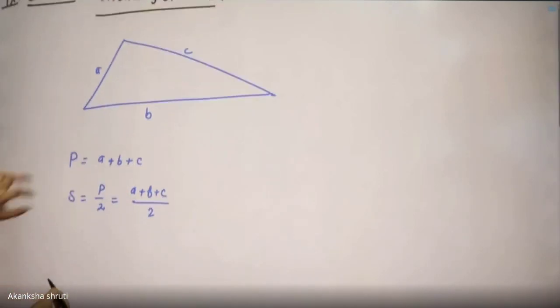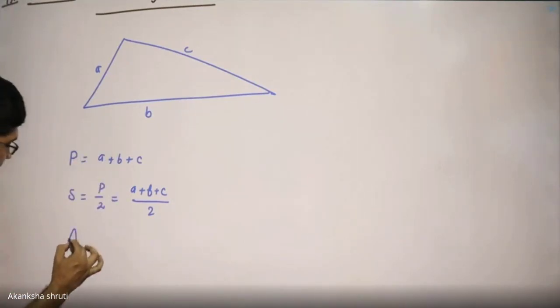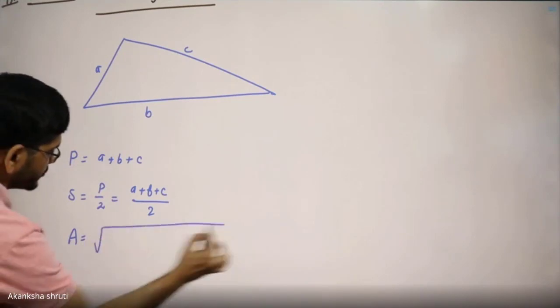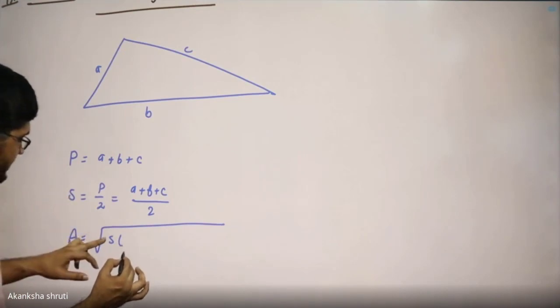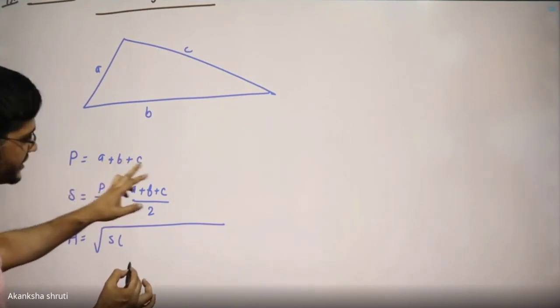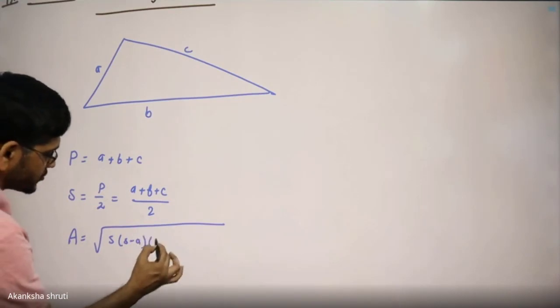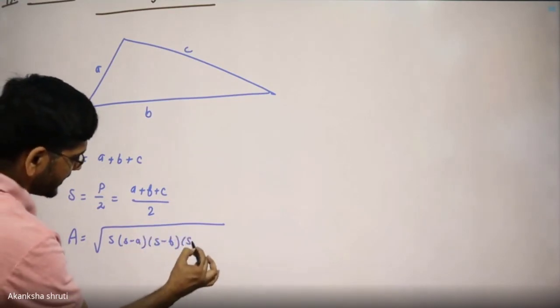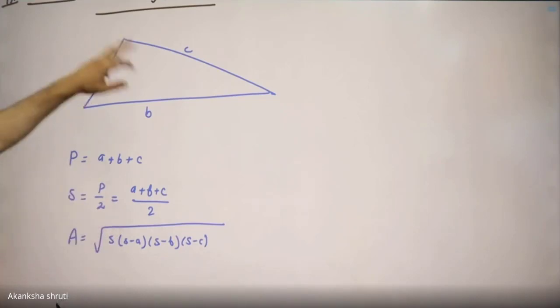Students, when the semi-perimeter is known, then the area of this triangle is given by under root of s multiplied by the difference of this semi-perimeter with each of the sides, means s into (s minus a) into (s minus b) into (s minus c). So this formula, the area in terms of the semi-perimeter and the side lengths, is called Heron's formula.